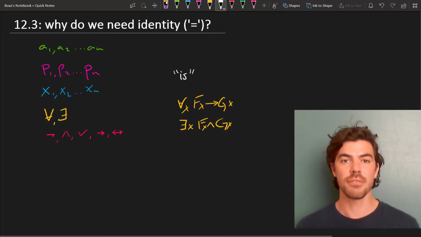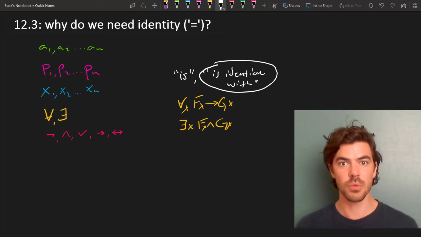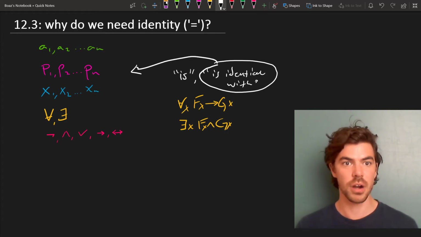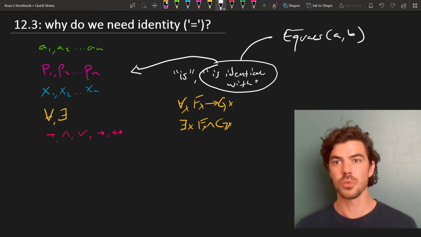And we also don't have anything like "is identical with". So we've just taken this "is identical with", made this our equals predicate. So we've picked something from our stock of predicates and made it a two-place predicate that expresses that the two arguments it takes are identical, and we write this as A equals B.